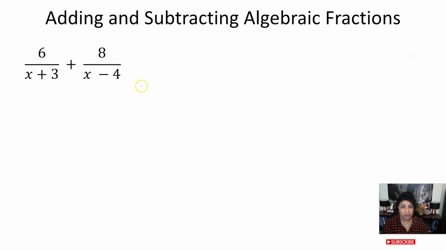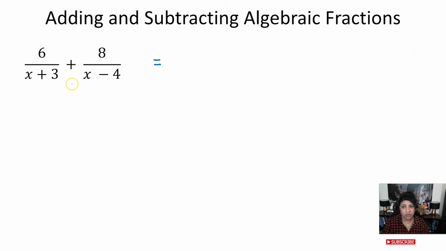Now to this question. Please feel free to pause the video at any time, have a go, and then come back and check the answer. So now we have this where we have the denominator as some sort of expression, x minus 4 here and x plus 3. What do we need to do? We need to do the same. The denominator must be the same.